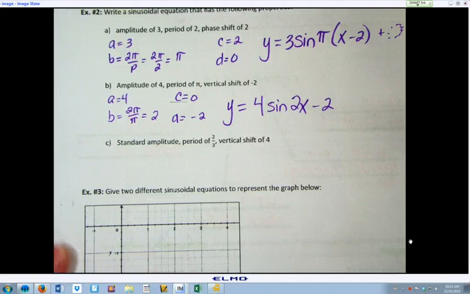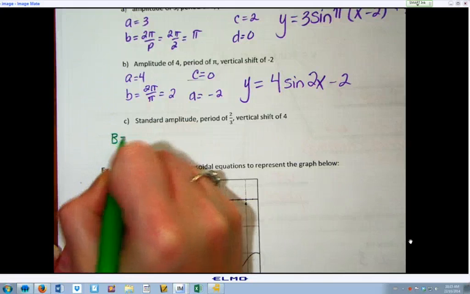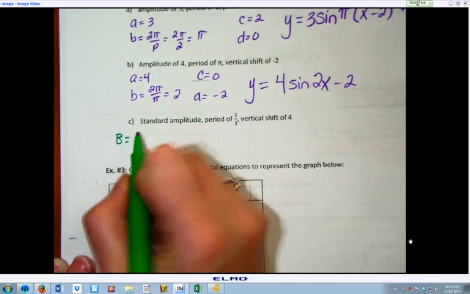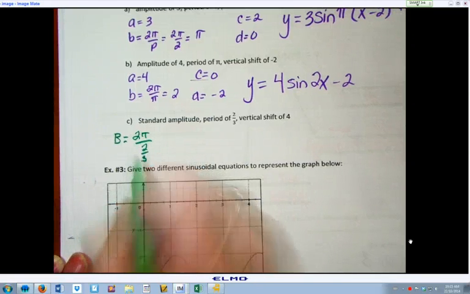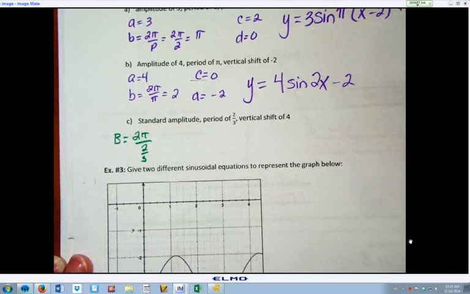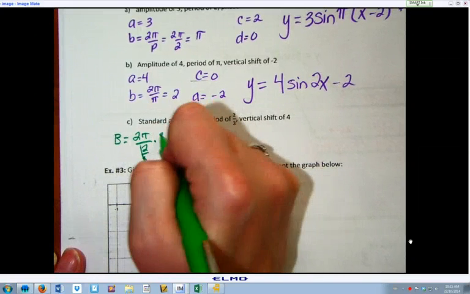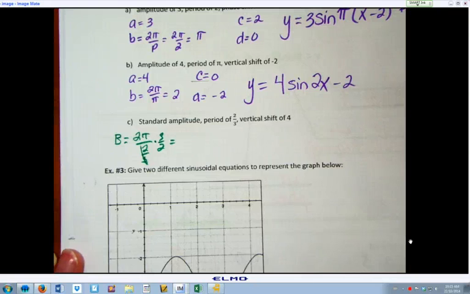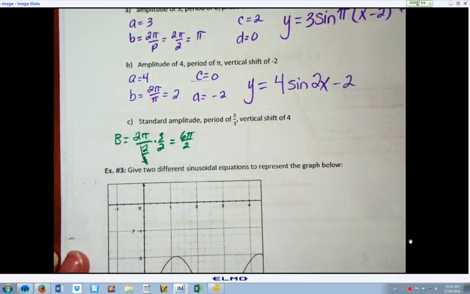Which one's the hardest one? Period is always going to be the hardest one because it's not just a direct substitution. So we need to do 2 pi divided by the period. Period we're given is 2/3. How do we divide fractions? So what am I going to multiply by? Okay, top times top. Can we reduce?